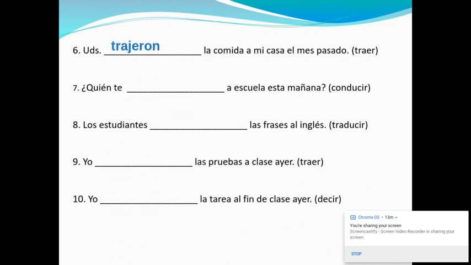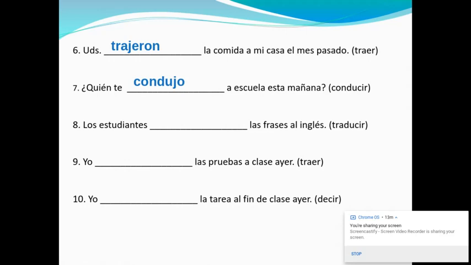Ustedes trajeron la comida a mi casa el mes pasado. You brought the food to my house last month. Keyword, last month. We know when it happened. ¿Quién te condujo a la escuela esta mañana? Who drove you to school this morning? Completed action. This morning tells you when it happened.